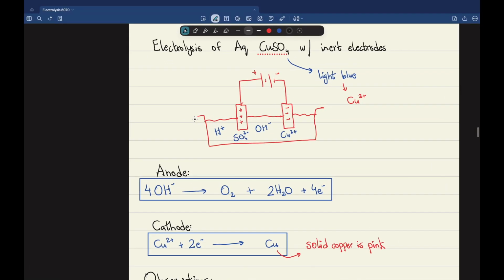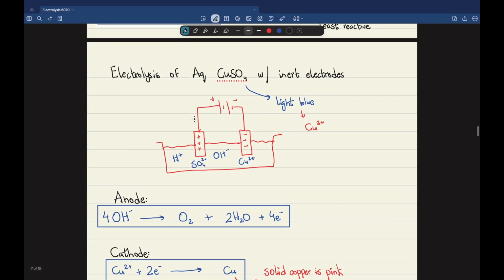We have electrolysis of aqueous copper sulfate with inert electrodes, right? This is something we discussed. This is something you should have an idea about, because again these are inert electrodes, so they must be made of graphite or platinum, right? I don't think I mentioned this before, but platinum can also be used as an inert electrode.